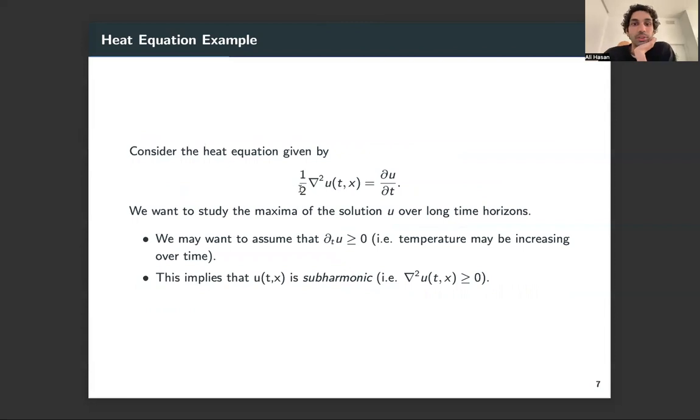To give an example, we have the heat equation here, which is given by this second derivative term evolving over time. So we want to study the maximum of the solution over long time horizons and extrapolate over long time horizons. What might be a decent assumption to make is that the temporal derivative may be increasing over time. So we have the relation that the Laplacian of this function is increasing over time. And this suggests that U should be a subharmonic function.